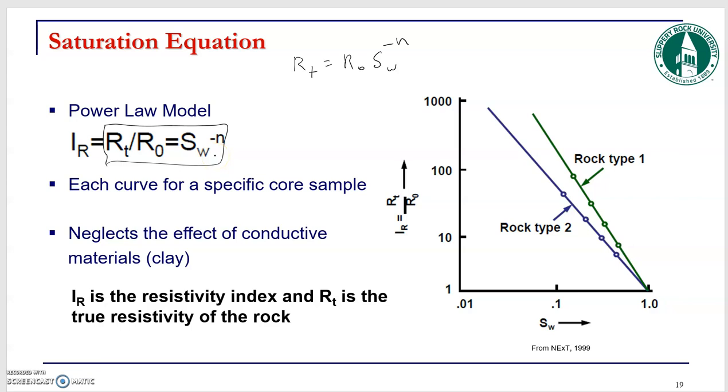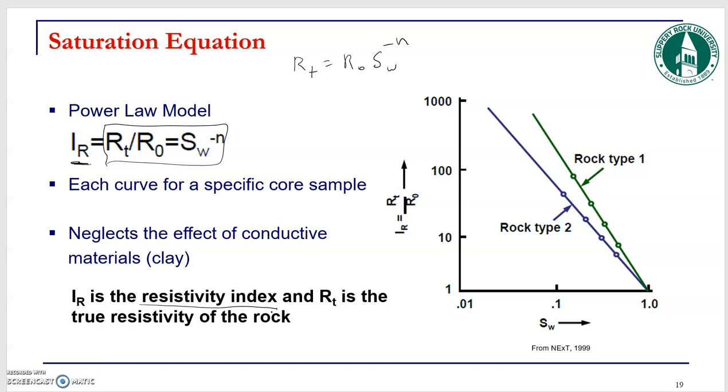And this is very important. If we have the information about the resistivities of the rock, RO or RT, then we can calculate the water saturation inside our rock. This is a very important relationship. How do we do that? This IR that you can see here is called the resistivity index, and RT is the true resistivity of the rock, right? We just mentioned it in the previous slide.